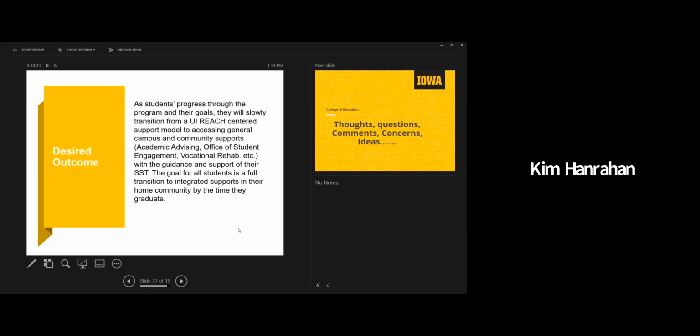So this really is the reason for this new model, not only that a team approach is more beneficial, but really that students understand what their needs are and can identify them so that when they leave our program in their home communities, they already have some integrated supports that they can tap into. And that can be supported by our alumni specialist as well once they graduate. And that concludes my presentation.